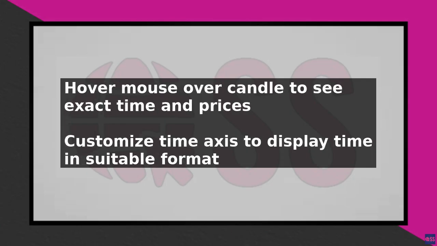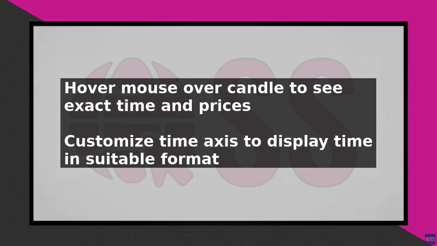You can also customize the time axis to display the time in a format that suits your needs. To do this, click on the settings icon at the top right corner of the chart and select the time axis option. From here, you can choose the time format, such as 12-hour or 24-hour clock, and adjust the display settings.